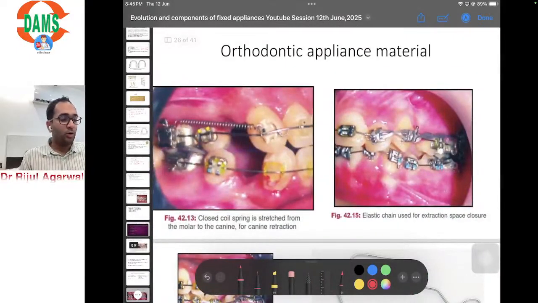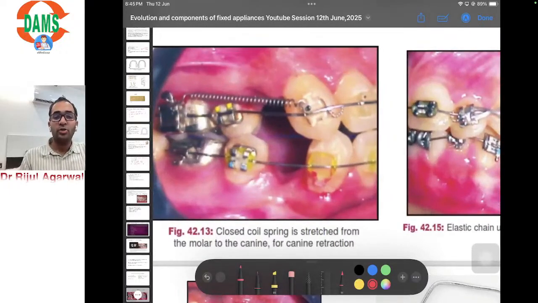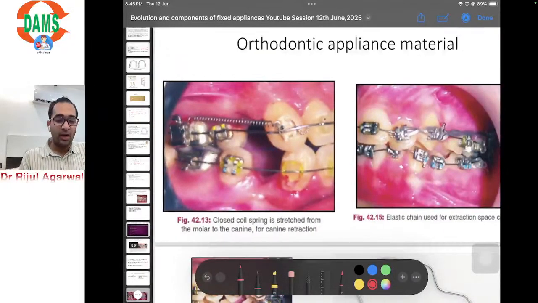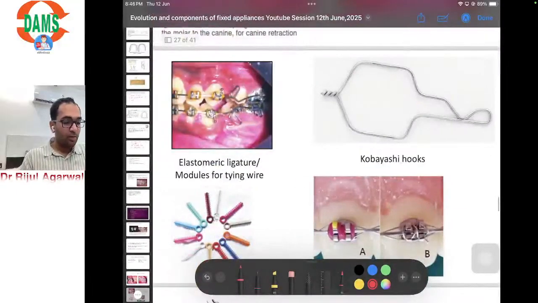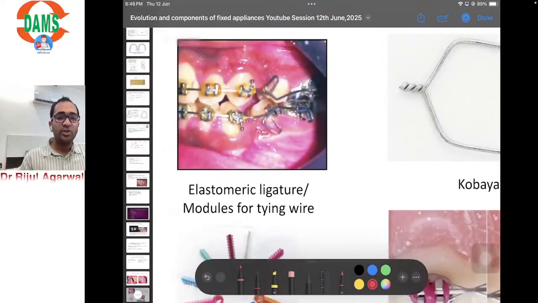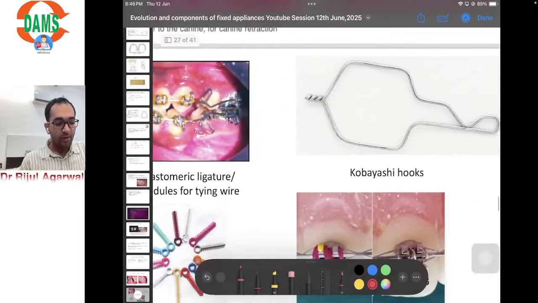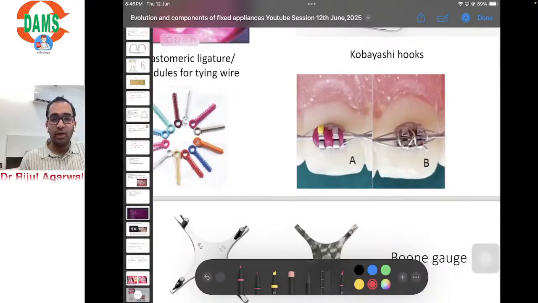Next, a few images of the orthodontic appliance materials. First image is that of a closed coil spring used to bring about closure of the space. A similar elastic method is the E chain or the elastic chain. This is the image of the E chain. Next are the elastomeric ligatures or modules for tying the arch wire to the bracket. A similar version is using Kobayashi hooks to tie it using a metal steel wire. So this is the image. A is the one with which the wire is tied through modules. Second is the one through stainless steel ligature.